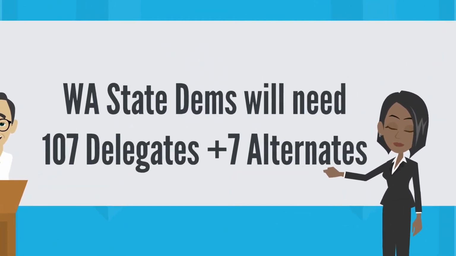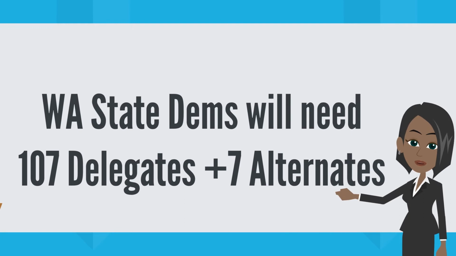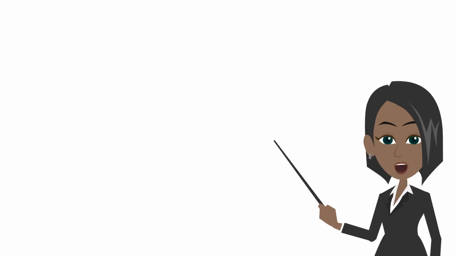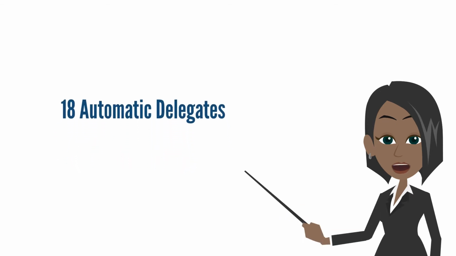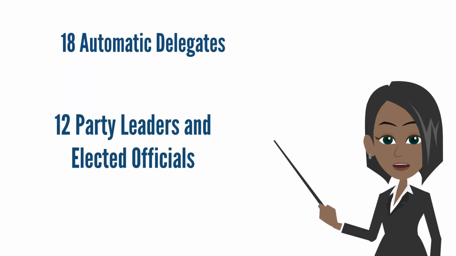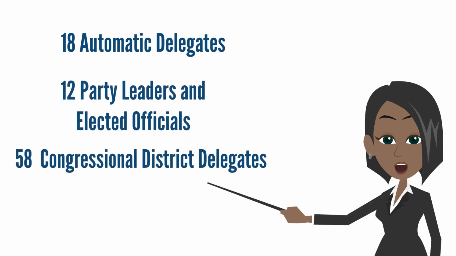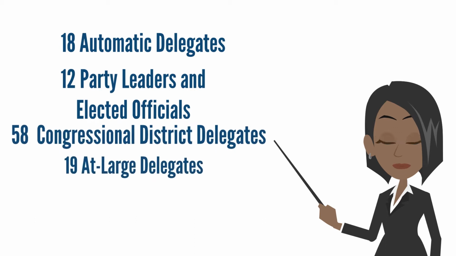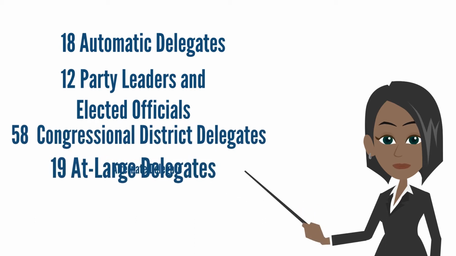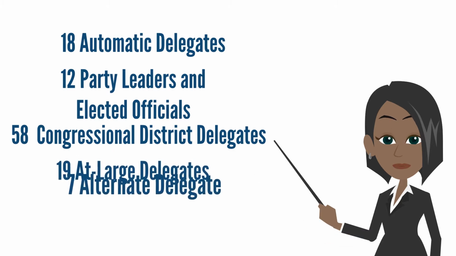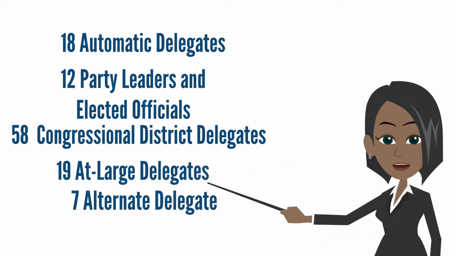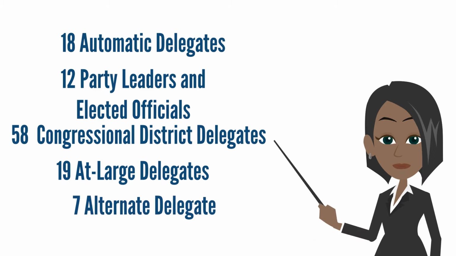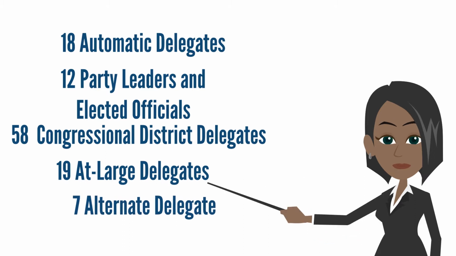Washington elects 107 delegates and 7 additional alternate delegates to represent us at the National Convention. Those delegates break down into the following categories: 18 automatic delegates, 12 party leader and elected official delegates, 58 delegates elected at the congressional district level, 19 at-large delegates elected at our Washington State Convention, and 7 alternate delegates also elected at our state convention. We're excited that you're interested in running for delegate. Here are a few other things you should know to make sure you are prepared.